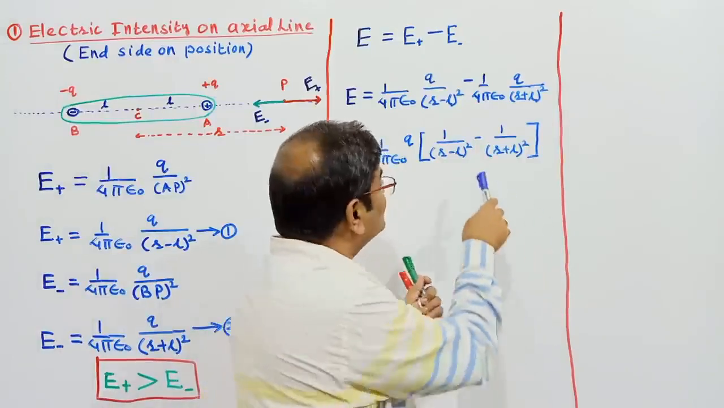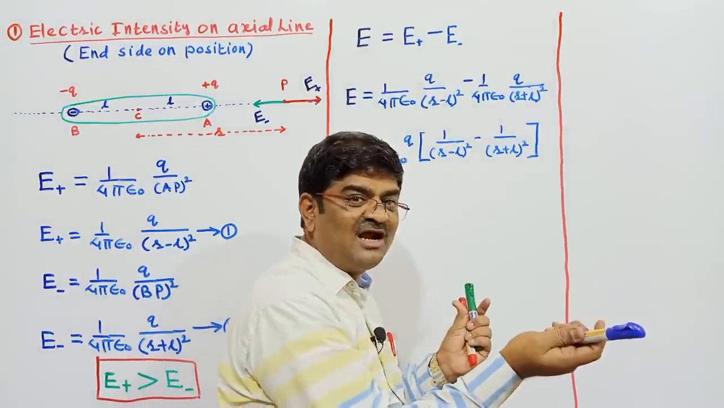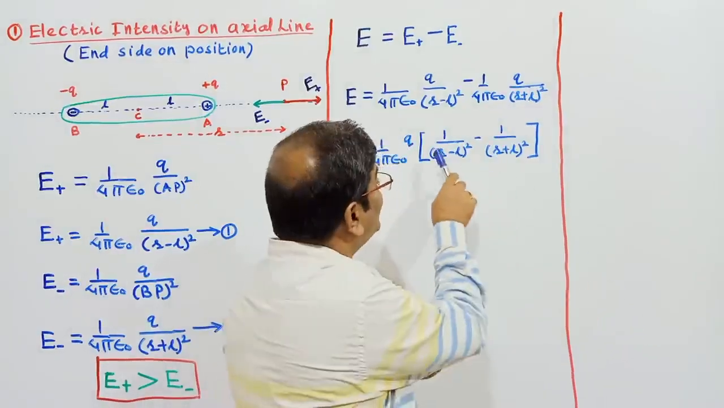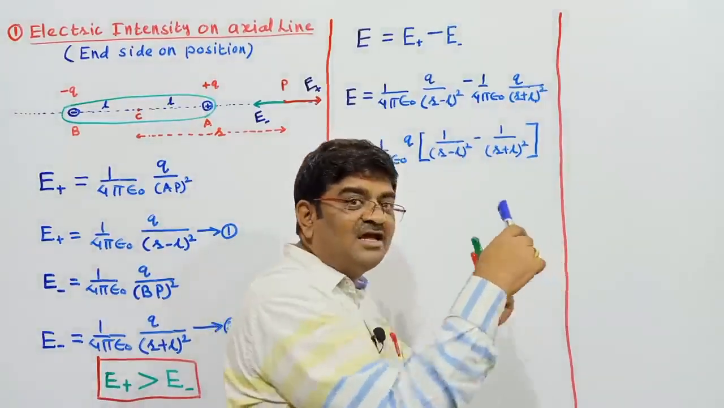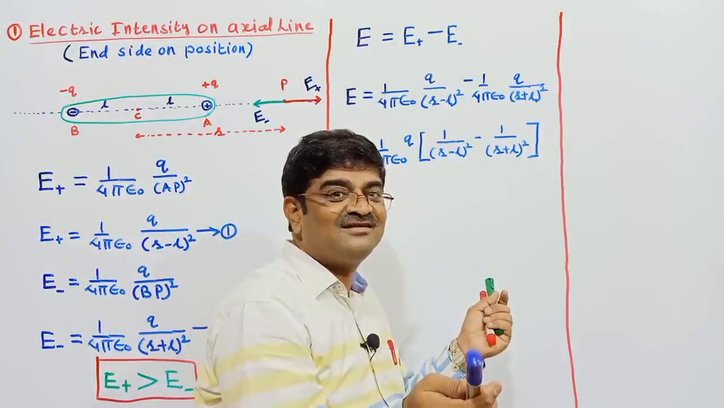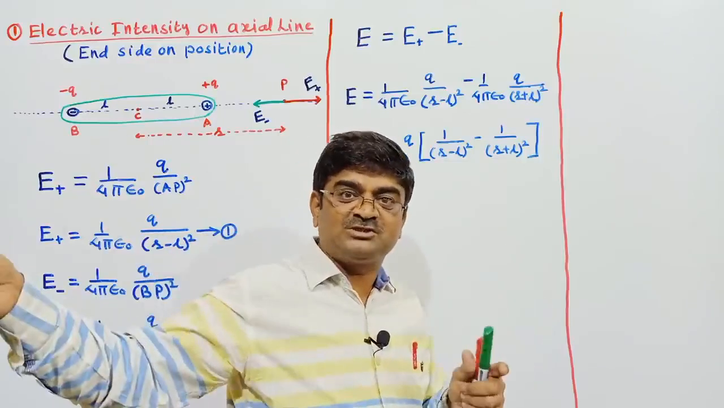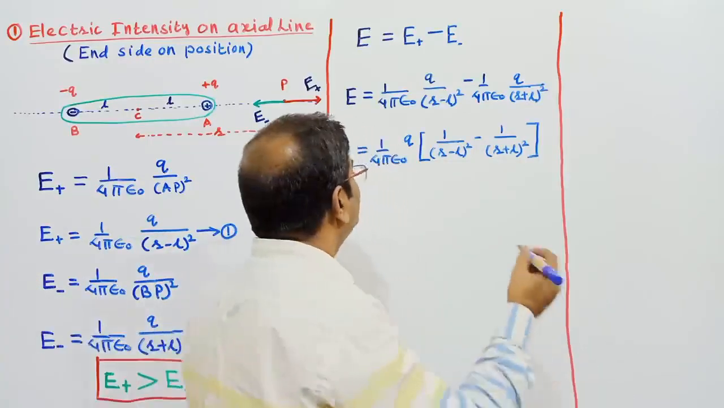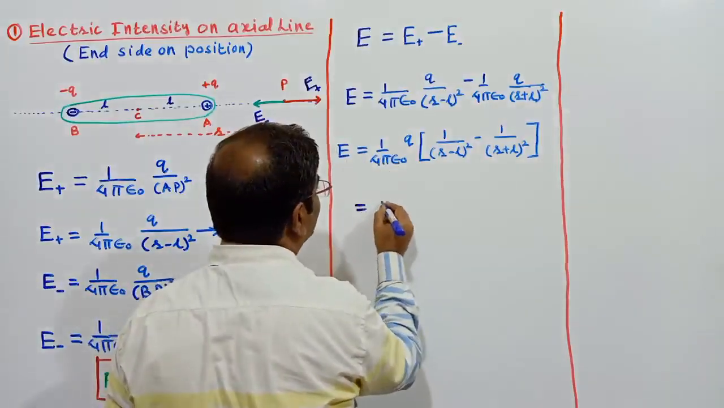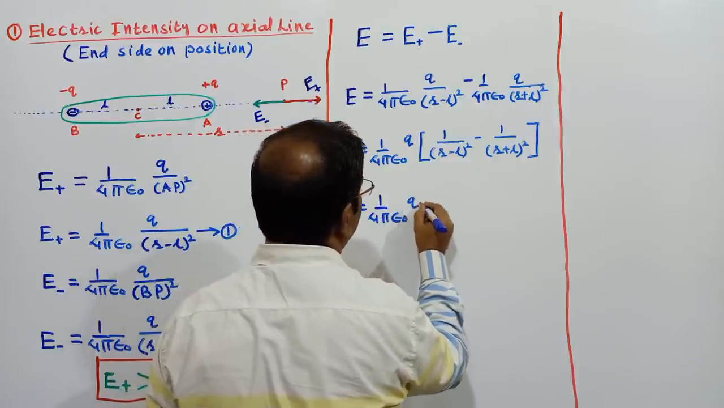Right? This denominator x, this denominator y, LCM is xy. That way, a minus b, a plus b, LCM a square minus b square you would have written. Right? In that way, I'll refer to that and write 1 upon 4 pi epsilon 0 q.